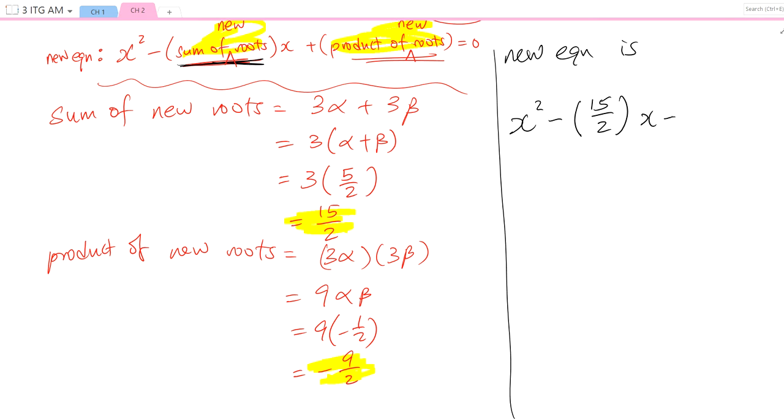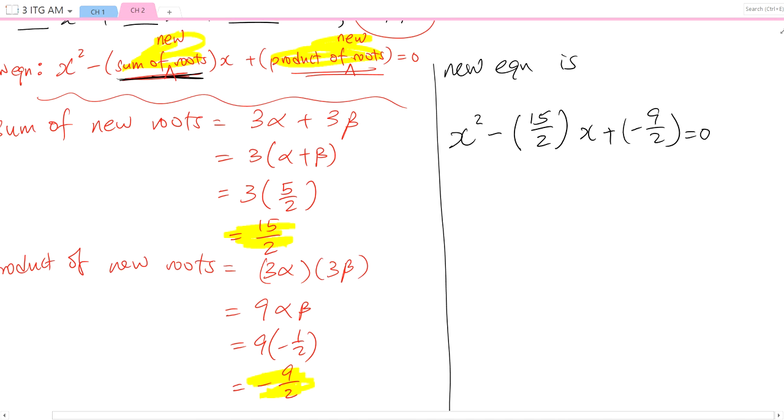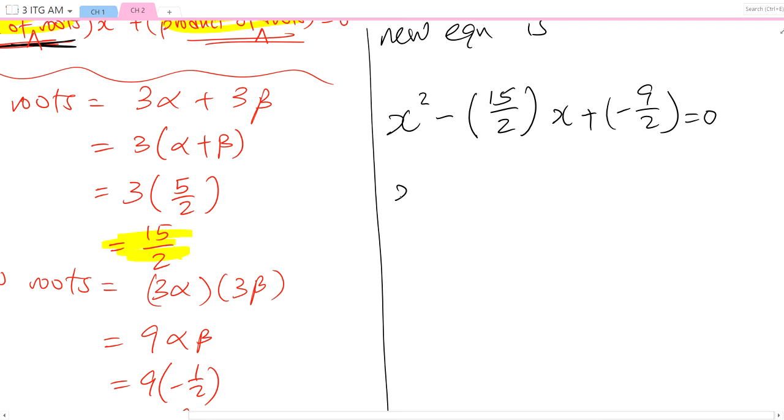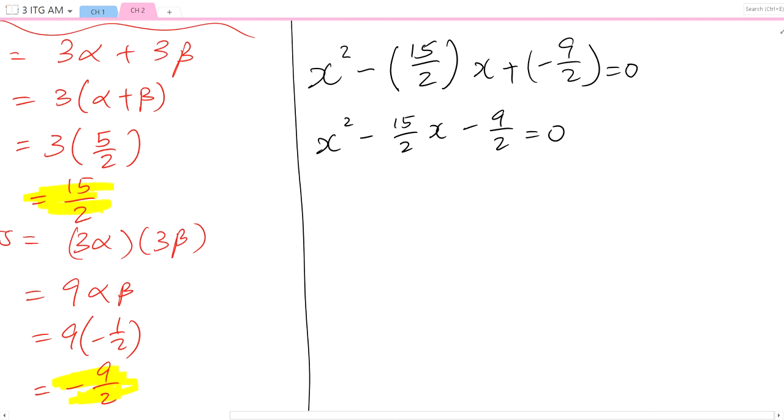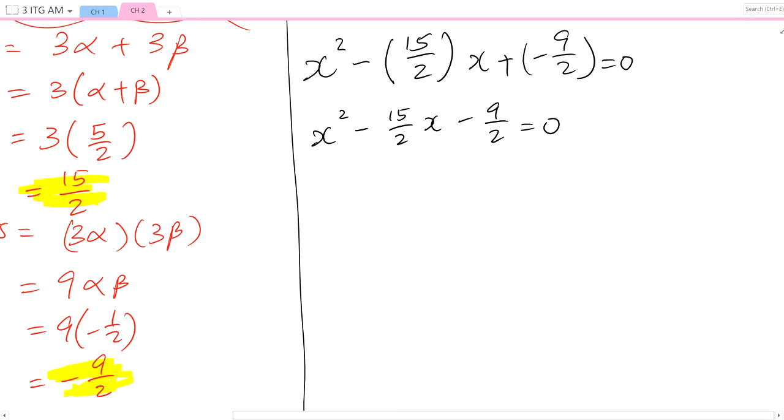Copy down the x plus negative 9 over 2 equals 0. This is my equation. So let me beautify it a little. x squared minus 15 over 2 x minus 9 over 2 equals 0. This is my equation. Okay? Do you like to have fractions in your equation? No. This is absolutely correct. No problem with this. But if you prefer not to have fractions, what would you do? Times 2 throughout. Okay, multiply by 2 throughout.